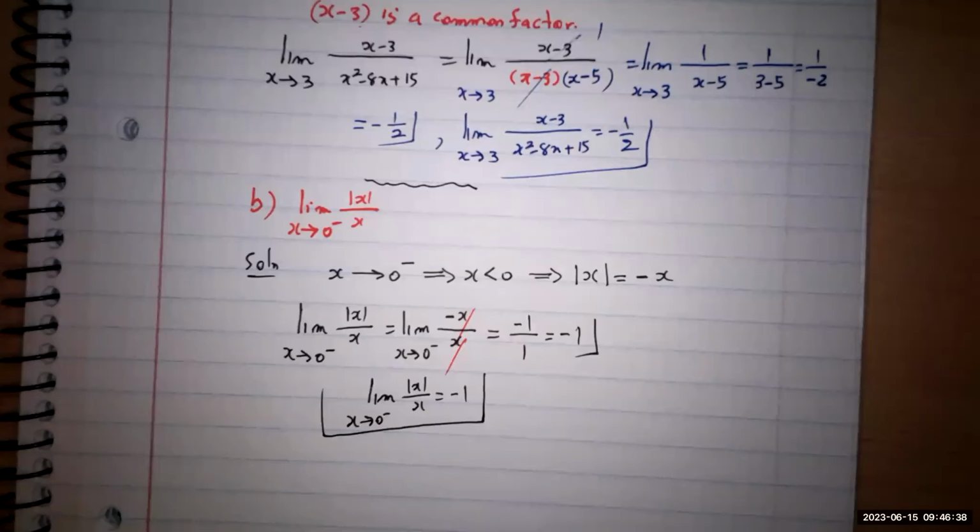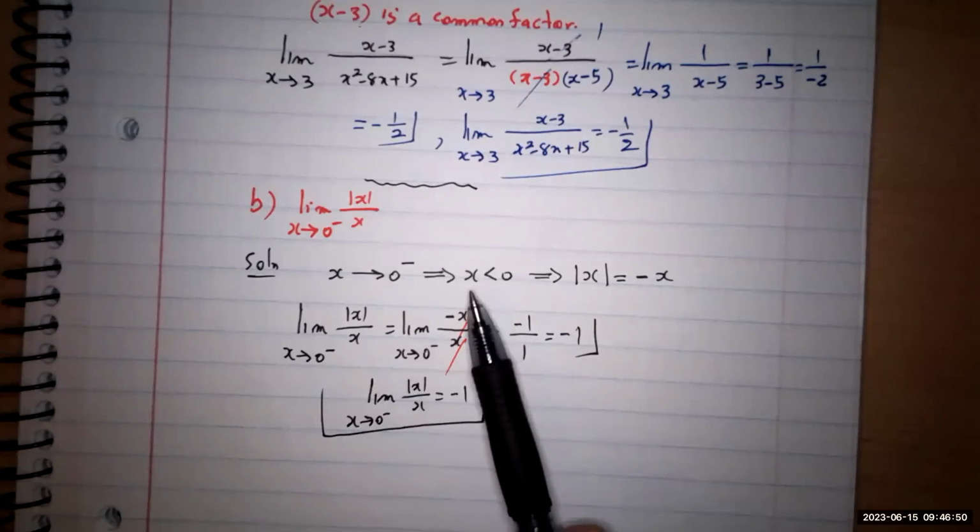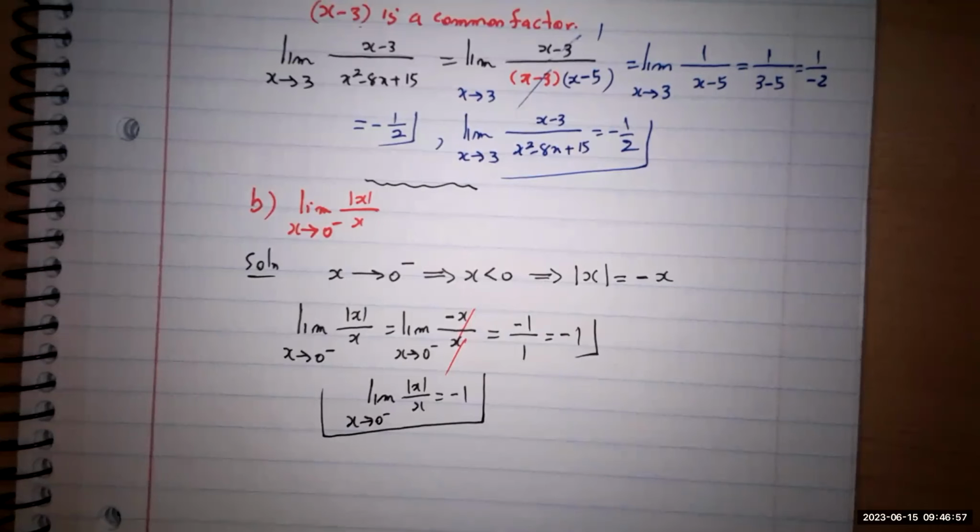Are you saying the absolute value of a positive number is the negative of it? No, not in general, only in this scenario, because x is negative. You see, x is negative 5. X is negative because it's approaching from the left. Yes. So what is the answer to this one?